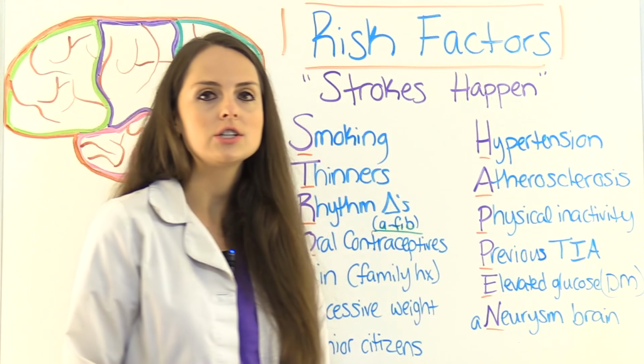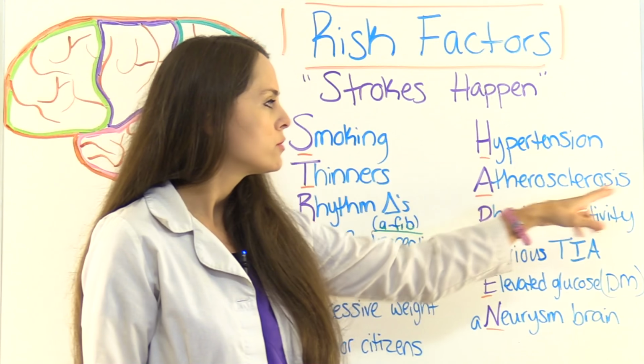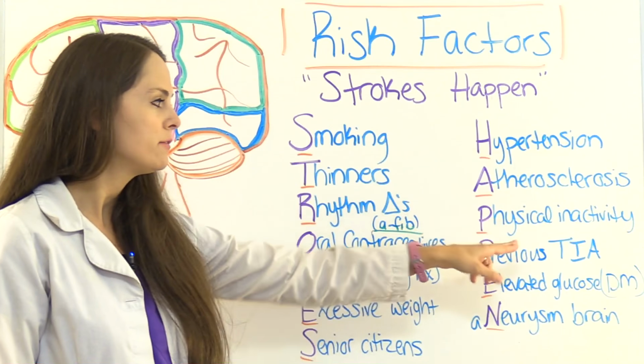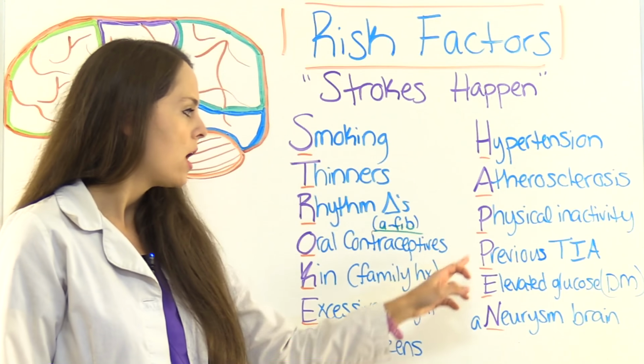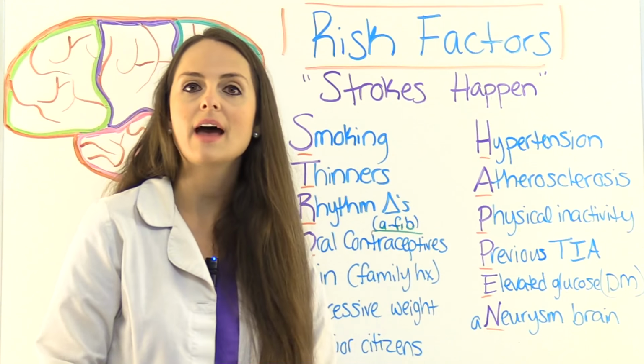H for hypertension, uncontrolled high blood pressure. A for atherosclerosis. P for physical inactivity. Another P for previous TIA. Remember, we talked about that mini stroke.